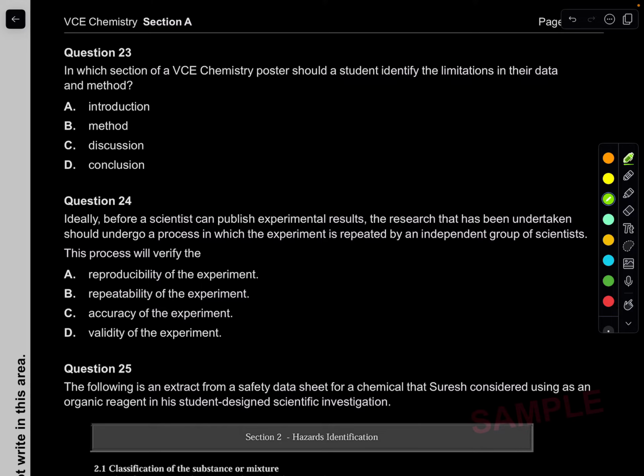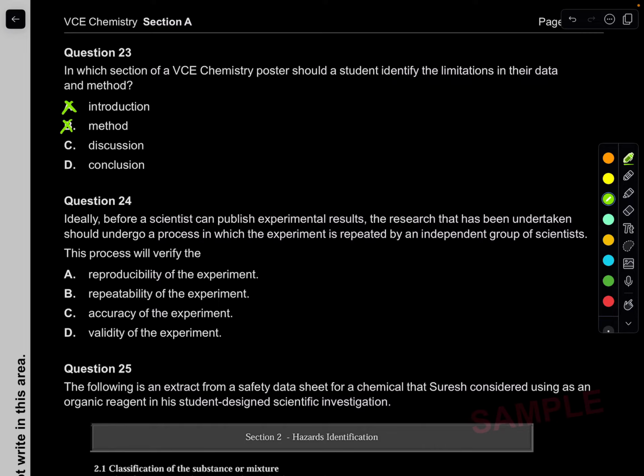In which section of the VCE chemistry process should a student identify the limitations in their data and method? All right, so introduction. No, in introductions you just talk about the theory and stuff. You don't introduce limitations. You haven't even done anything. The introduction is basically explaining the theory, why this experiment's important, blah, blah, blah. No limitations, that one. B, method, no. In the method, you basically just talk about the steps that you're doing, like what you're going to do in the experiment, like the safety measures. I don't know, what do we call it? The steps which you'll be taking.